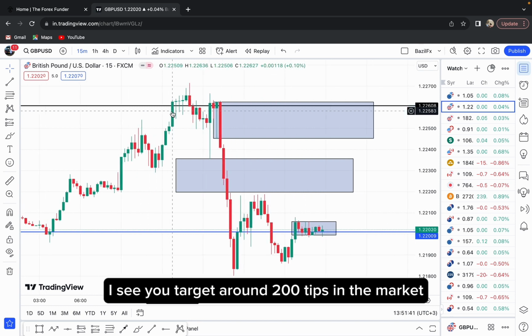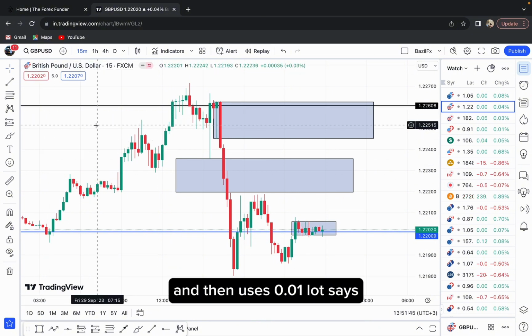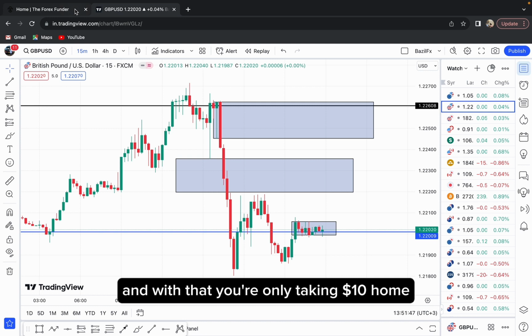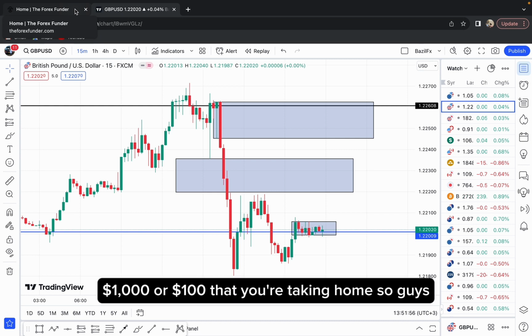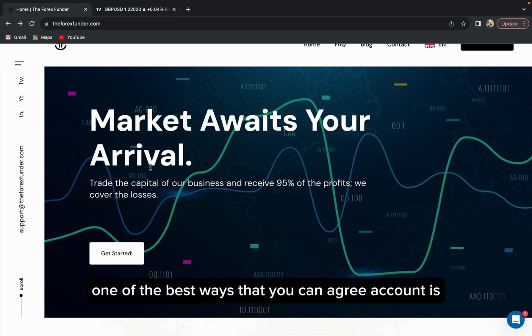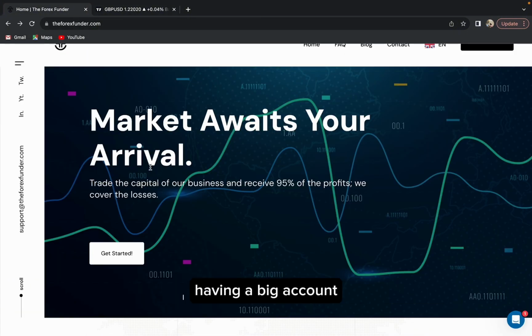Because most of you guys, I see you target around 200 pips in the market and then you use a 0.01 lot size, and with that, you're only taking $10 home. But imagine when you use a 20 lot size, or a 10 lot size, or a 1 lot size, and you target 100 pips, that is already $1,000 or $100 that you're taking home. So guys, one of the best ways that you can grow your account is having a big account.